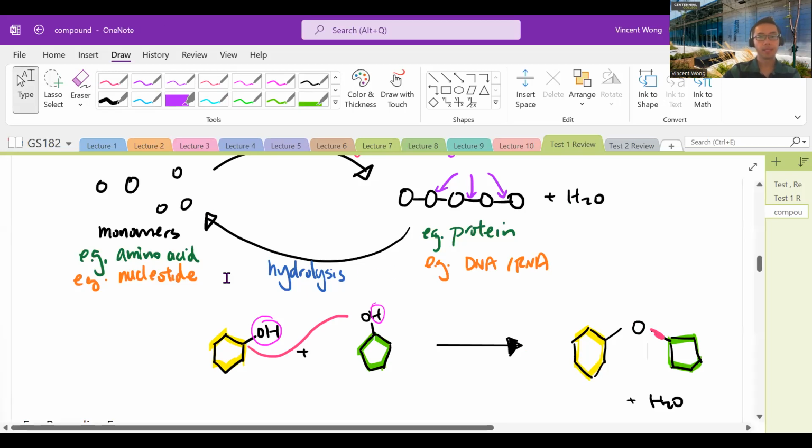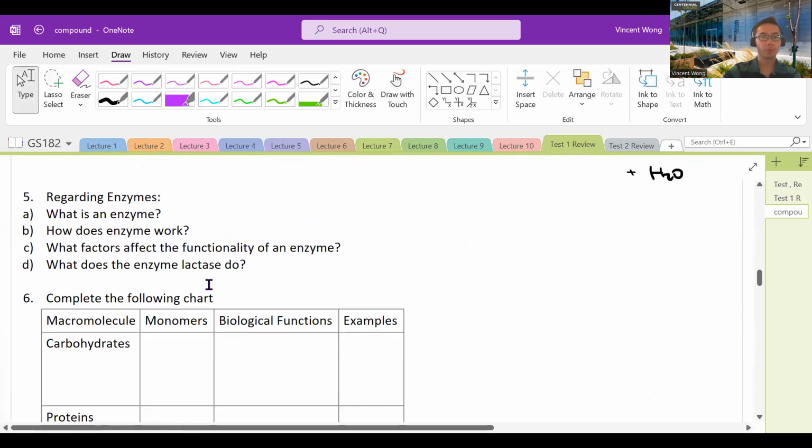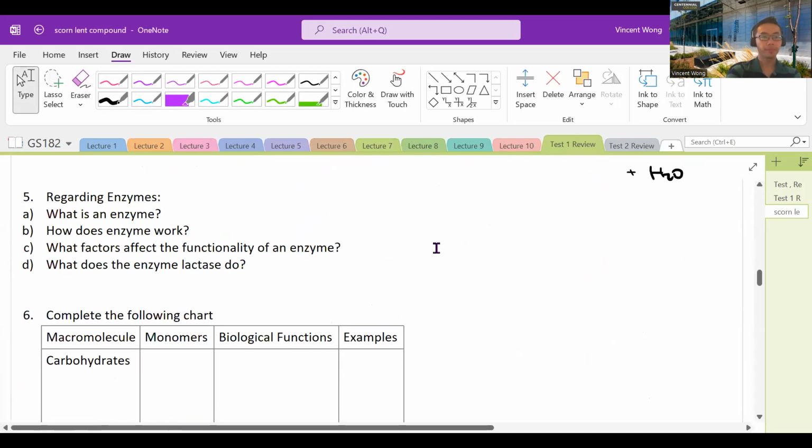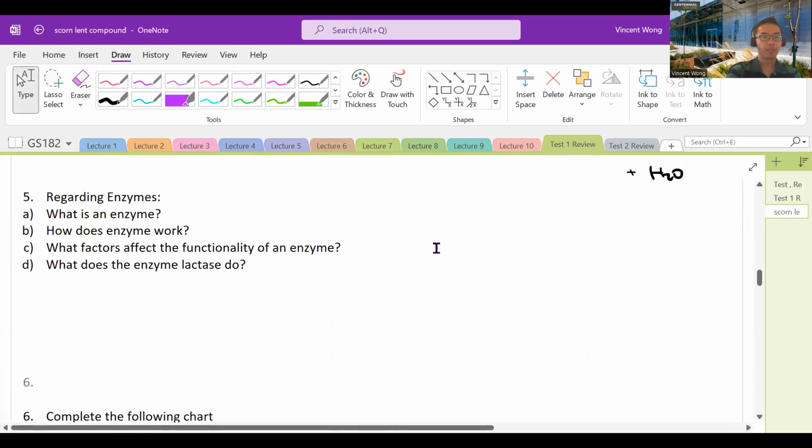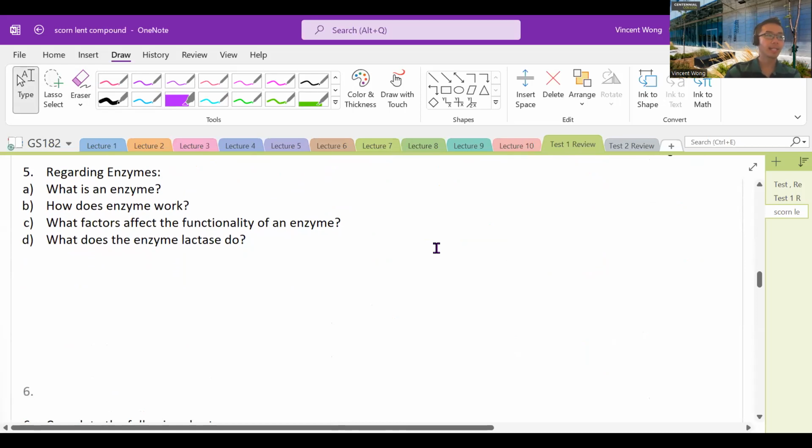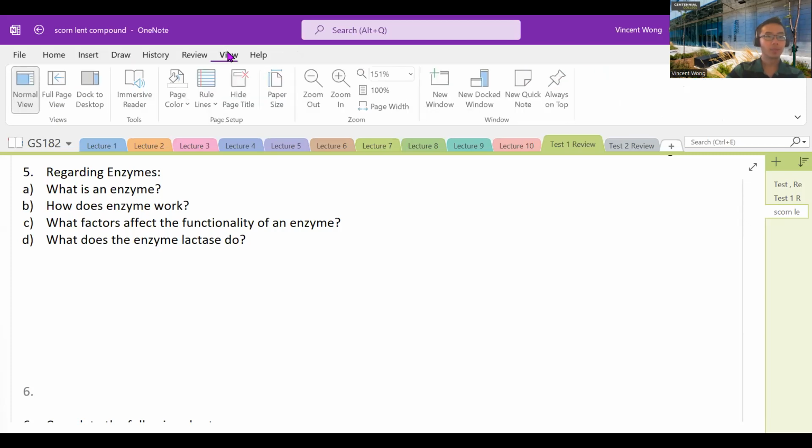Okay, moving on, regarding enzymes. So we have a bunch of enzyme questions here. What is an enzyme? Anybody want to tell me what an enzyme is? Help me out here. What is an enzyme?